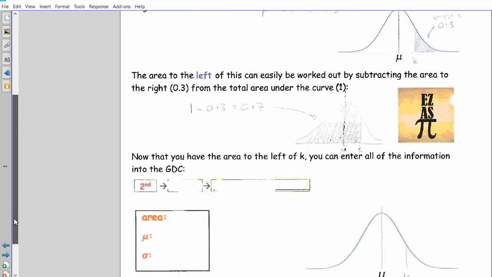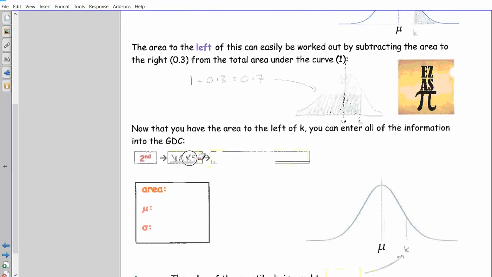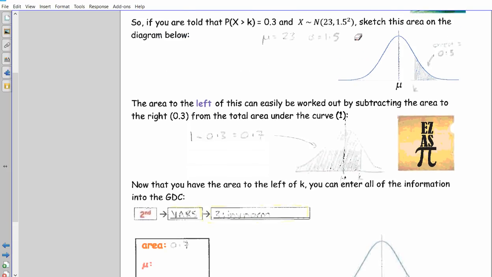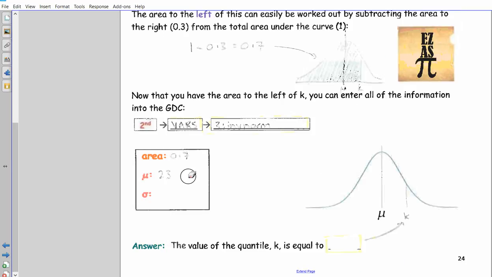So down below it's asking us to mark in what we would do. We'd have to press second vars 3, inverse norm. The area we'd have to put in is the area to the left of k, which if the area to the right is 0.3, we have to put in 0.7. Our mean we got up from here, 23, and standard deviation is 1.5. Plug them into the calculator just like so, and it should hopefully spit out the answer, which is 23.8. So it's telling us that this value k is 23.8, which makes sense because 23 is the mean. 23.8 is higher than that, and it's to the right.